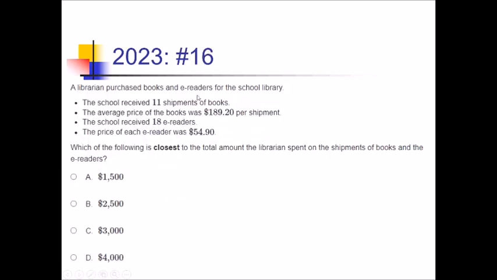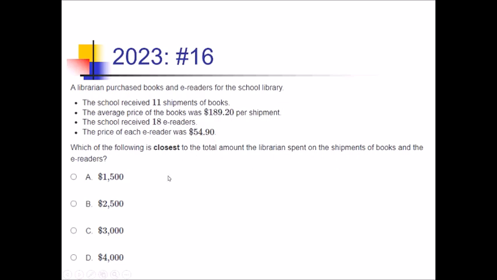For this one, we have a librarian purchasing books and e-readers for a school library. We've got a certain number of books, and here's the average amount per book, $189.20. And then the school, we've got 18 e-readers. Each e-reader is $54.90. We want the closest to the total amount the librarian spent on all of this stuff.